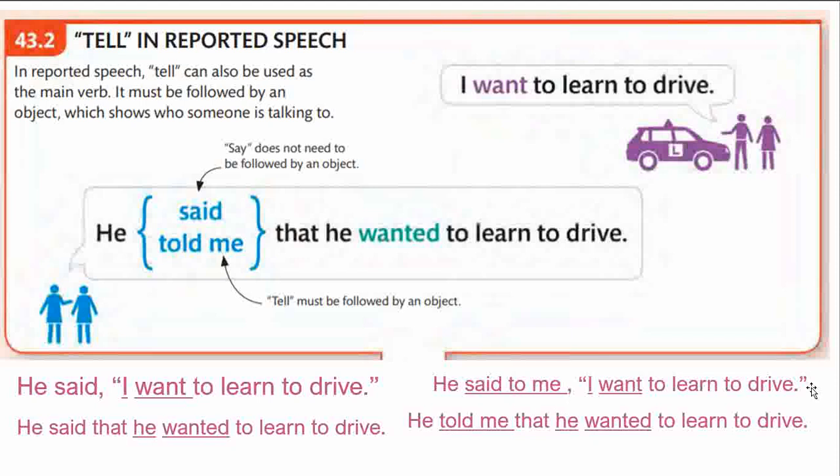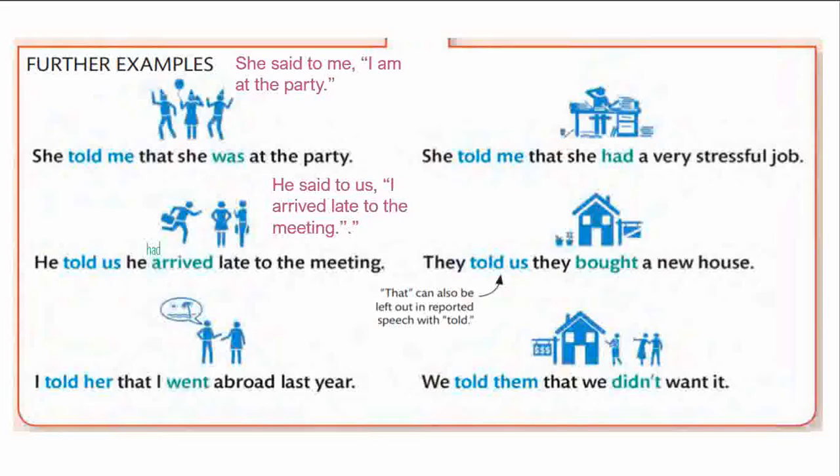So that said to will change to told. I want to learn to drive. He said to me that he wanted to learn to drive. Only then is the word told permitted to be used in place of the phrase said to. He said that he wanted to learn to drive. He told me that he wanted to learn to drive. Tell must be followed by an object. I hope this is understood. Let us see the next example.